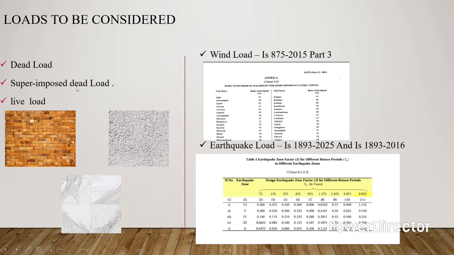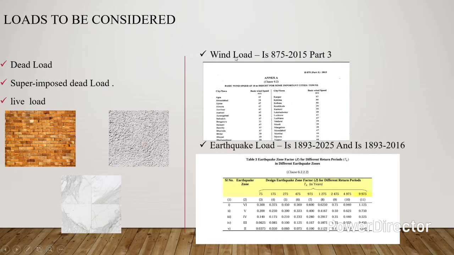Now superimposed dead load. Superimposed dead load, basically we can say that it is immovable load. Shown in this image is the load of brick wall which comes on the beam, then this is the load of plaster, then load of flooring or floor finishes. All these loads are considered under superimposed dead load. Superimposed dead load we will calculate according to IS 875 part 1. And live load, which we can define as the movable or occupants load, is also calculated according to IS 875 part 2.